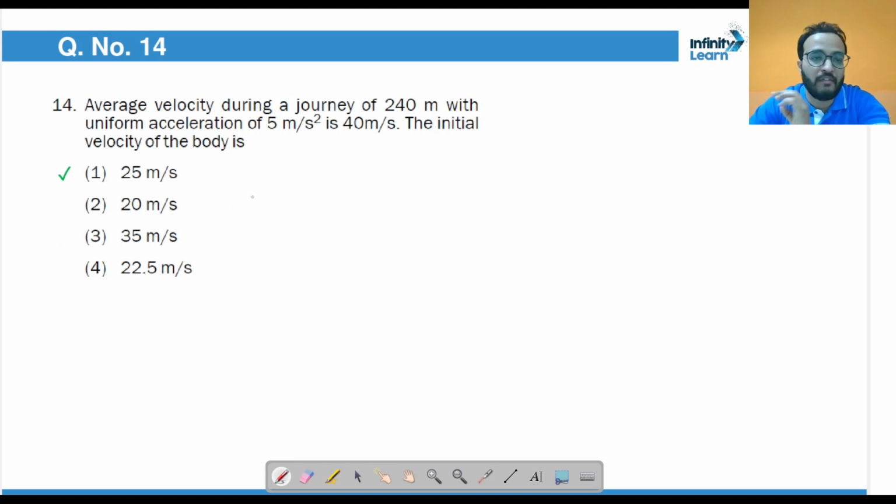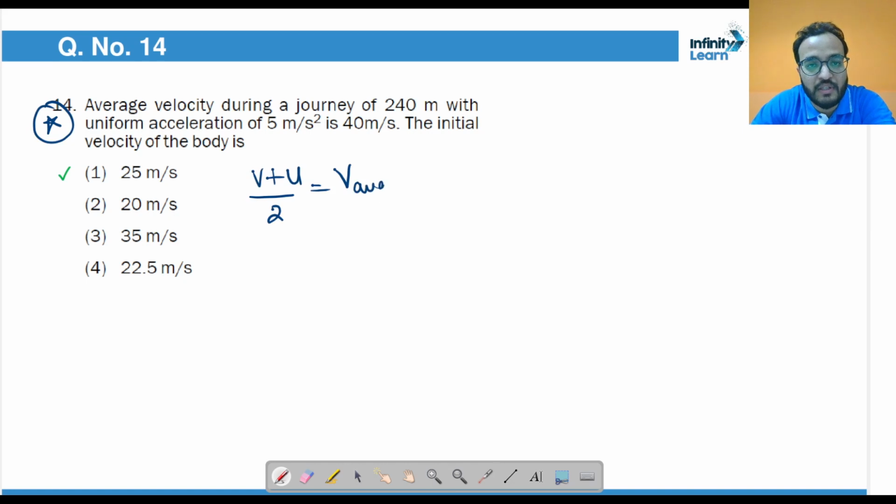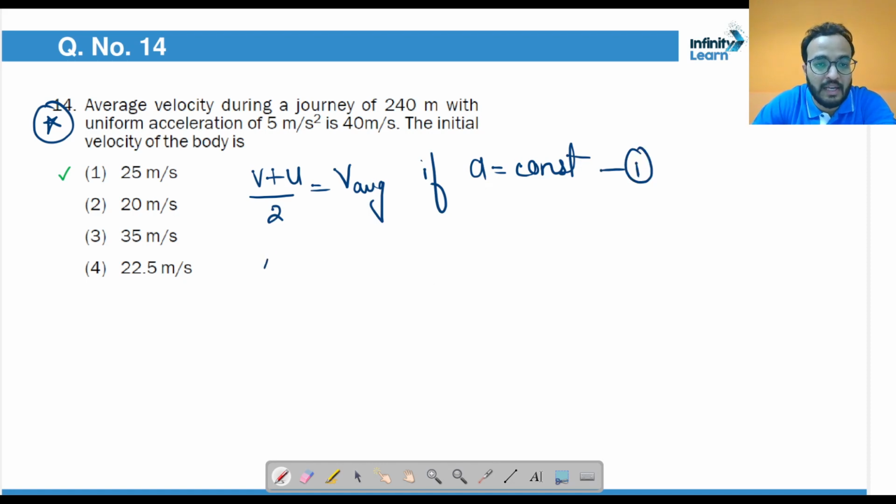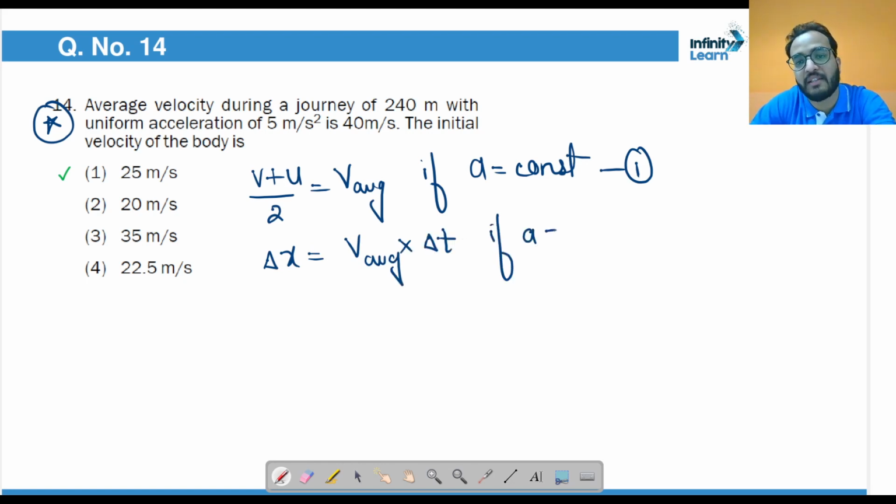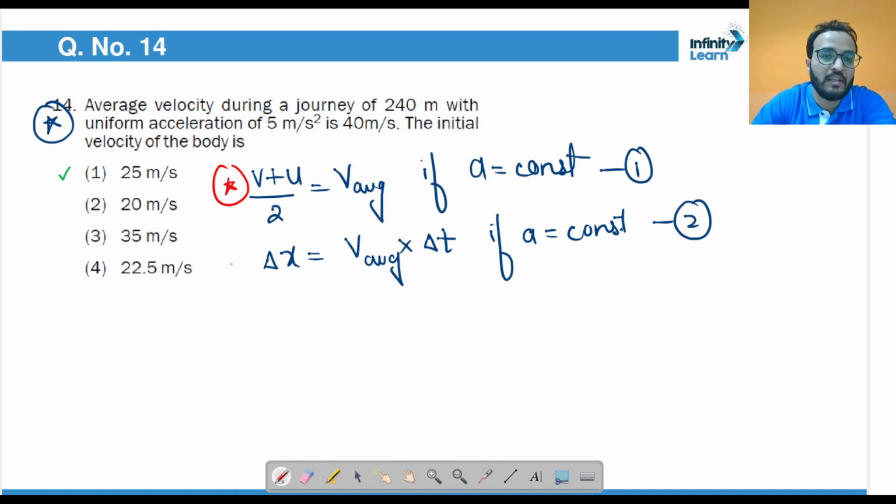14. Now this is a wonderful question. This is really a wonderful question, students. Here it says that there's a formula: V plus U by 2 is V average if acceleration is constant. Another thing is that delta x is also equal to V average into delta t, again if acceleration is constant. So when acceleration is constant, these are the two things that we can use.